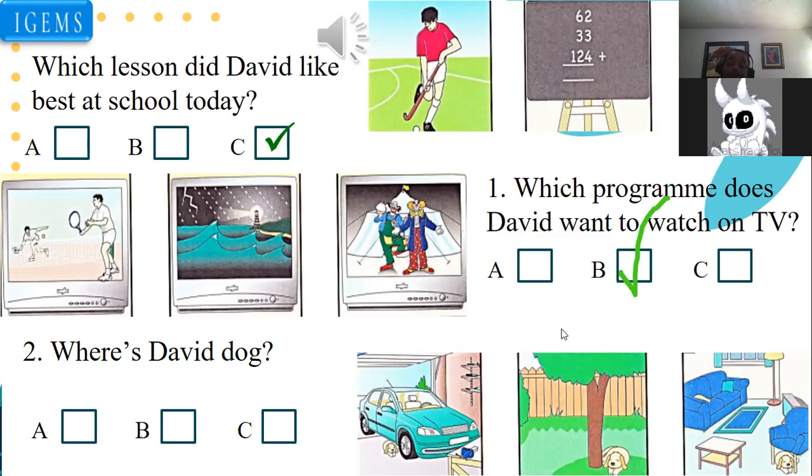2. Where's David's dog? Where's the dog? Perhaps he's outside under the trees, David. Well, I didn't see him there. And I've looked in the living room and under your car. Well, call his name. Spot? Oh, there he is. You were right. He was in the garden.